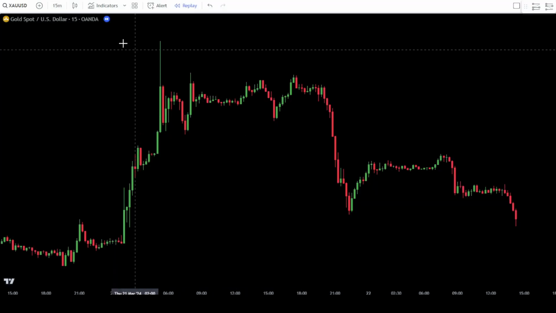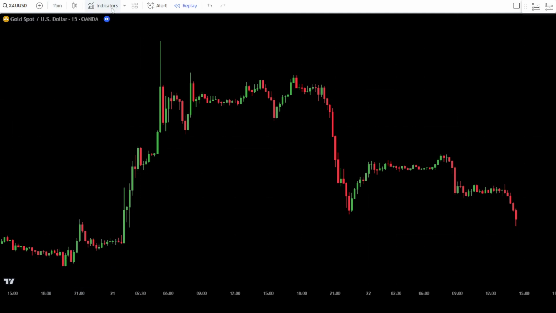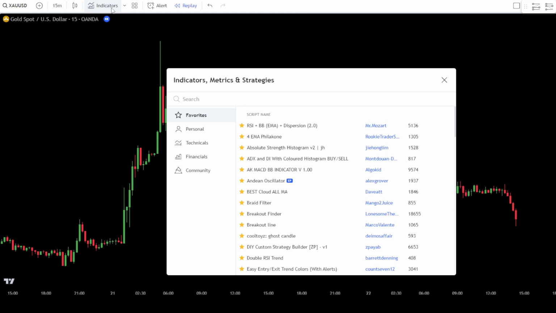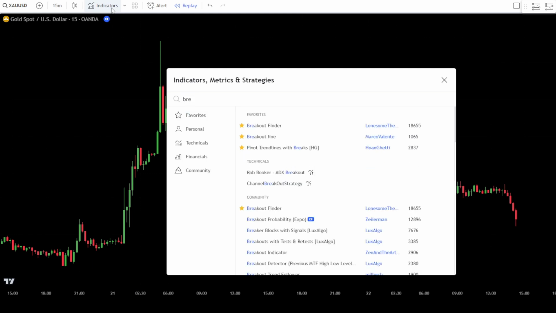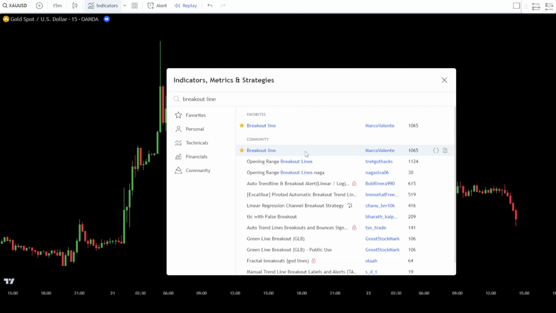Then set the time frame to 15 minutes. After that, go to the Search Indicators tab. In the Search Indicators tab, type in Breakout Line. Then just select the Breakout Line by Marcovalente.